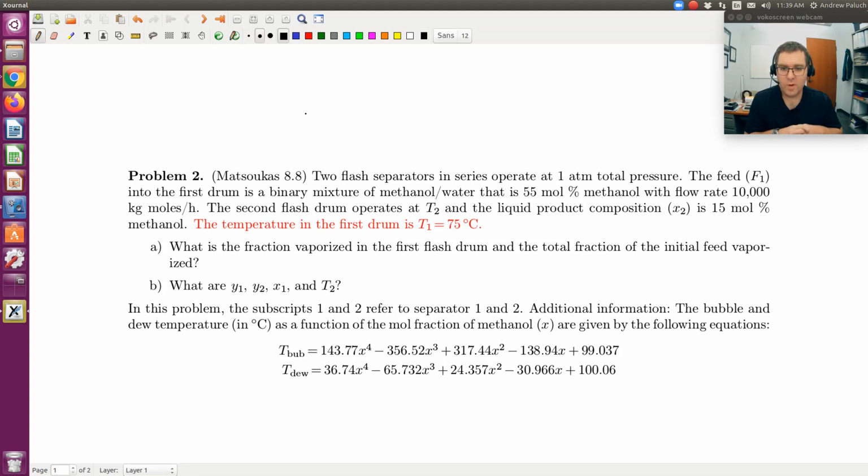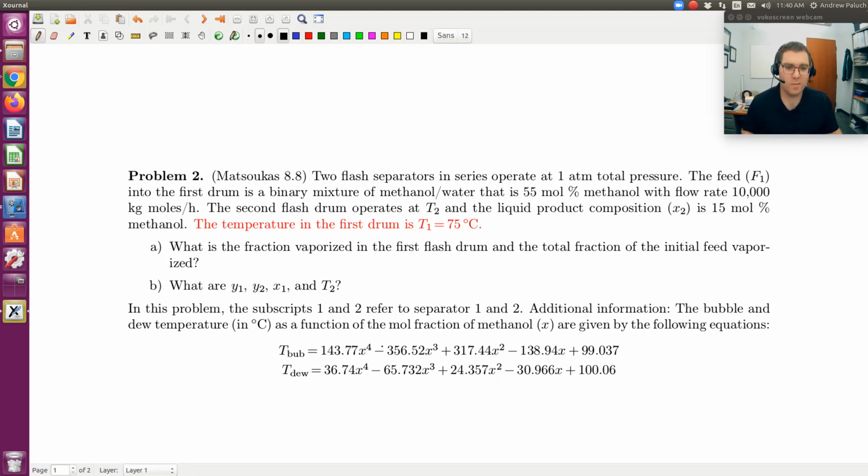The second flash drum operates at T2 and the liquid product composition X2 is 0.15 mole fraction methanol. The temperature of the first drum is 75 degrees C. What is the fraction vaporized in the first flash drum and the total fraction of the initial feed vaporized? What are Y1, Y2, X1, and T2? And then we're told at this pressure of 1 atm, our system can be described using these two expressions.